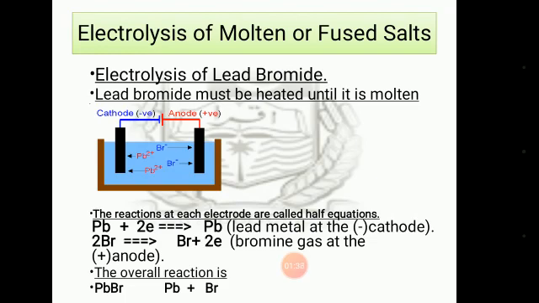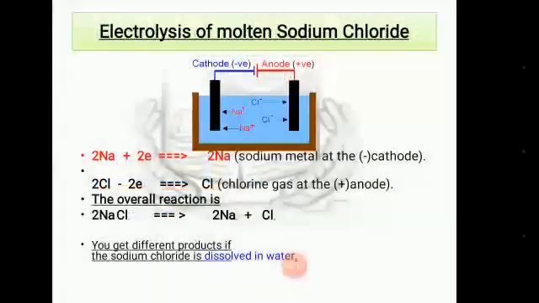Lead ions, being the positive particles, gain two electrons and change into lead metal at cathode, while bromide ions lose two electrons to form bromine gas at anode. The overall reaction is PbBr2 changes into lead metal plus bromine gas. The other example is electrolysis of molten sodium chloride.